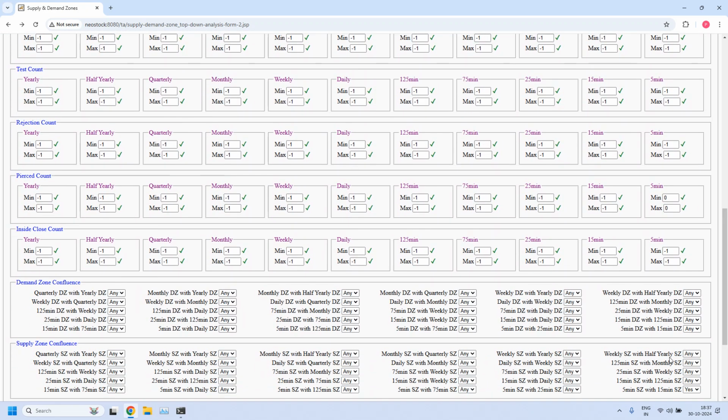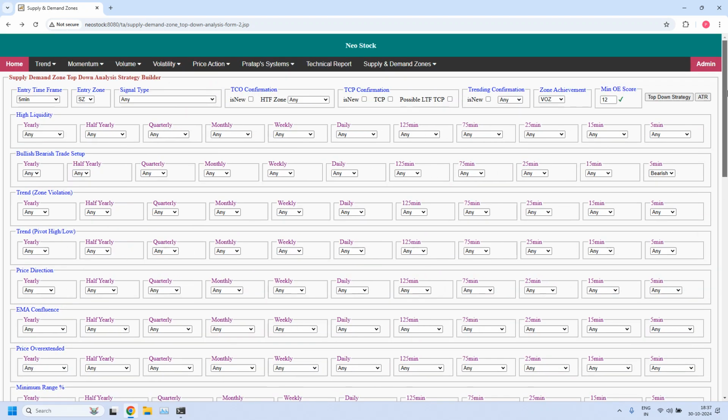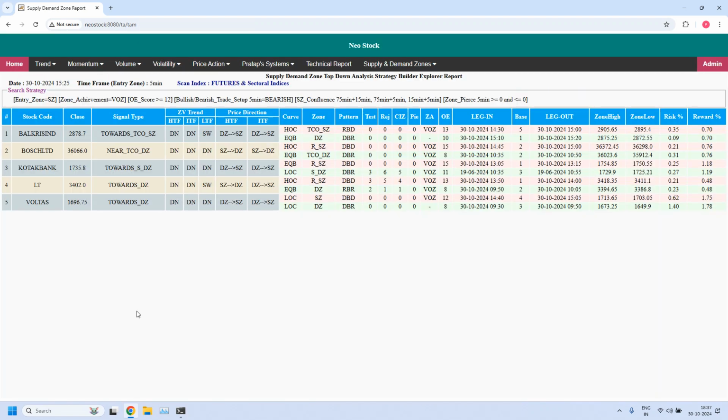So in the supply zone confluence, already 5 minute supply zone with 15 minute supply zone confluence filter is enabled. Next 2 more filters, so 5 minute supply zone with 75 minute supply zone confluence, 15 minute supply zone with 75 minute supply zone confluence. With all the 3 filters, LTF, ITF, HTF supply zone confluence, we got 5 stocks. In all the 5 stocks, 5 minute supply zone is part of the 15 minute supply zone, both together again part of the 75 minute supply zone. And in all the 5 stocks, the 75 minutes trend is a downtrend.